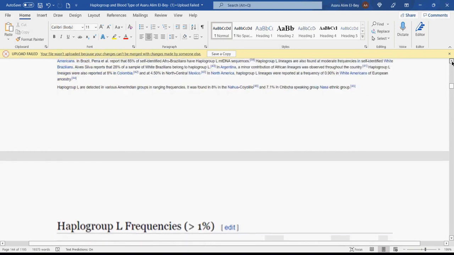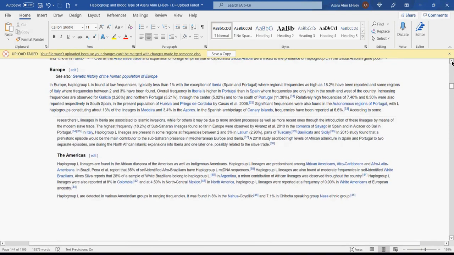So I'm just going to read this part here. America. Haplogroup L lineages are found in the African diaspora of the Americas, as well as in indigenous Americans. Hold on, let me say that again. Haplogroup L lineages are found in the African diaspora of the Americas, as well as in indigenous Americans. Haplogroup L lineages are predominantly among what? African Americans.